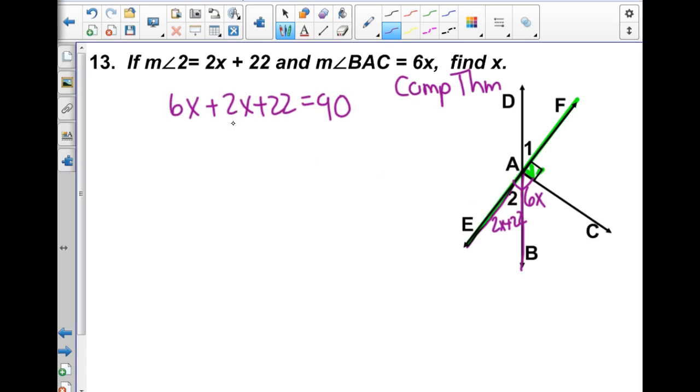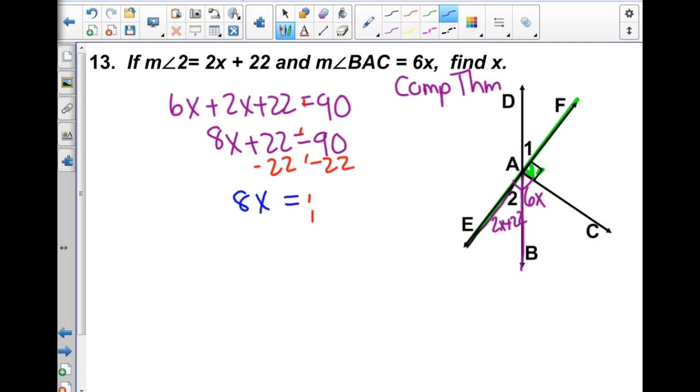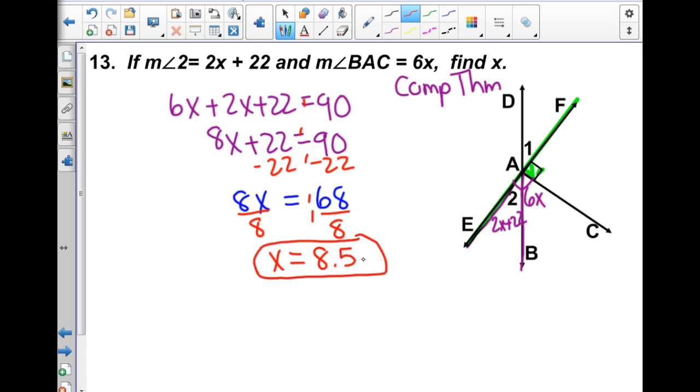Add 6x and 2x, that's 8x. I want you to combine your like terms first. Now I'm ready to solve by algebra. I'm going to subtract 22 from both sides. You already got it, 68. Then we have to divide by 8, so I can tell that's going to be a decimal. And it's a nice decimal, 8.5.